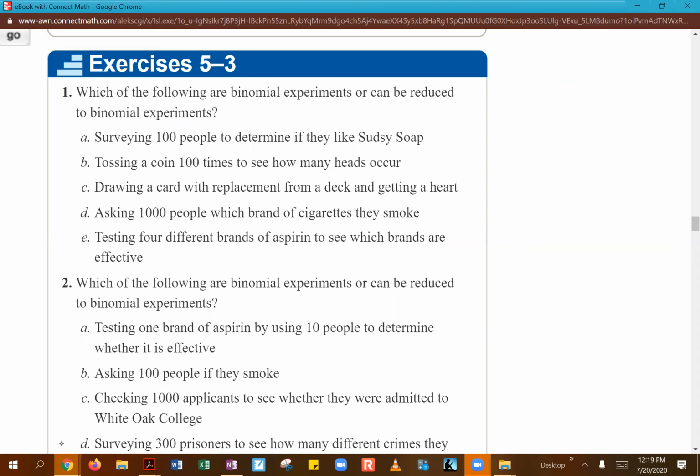Alexander, you are saying yes? Yeah, because we do have a fixed number of trials. They're telling us we are surveying 100 people. Jesus, Kimberly, Lily, all of you are saying yes, okay.